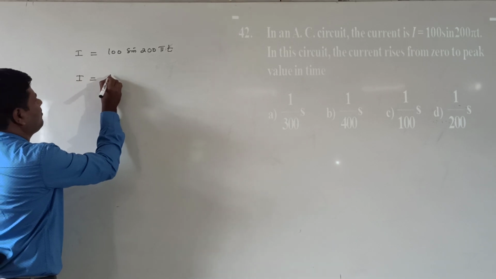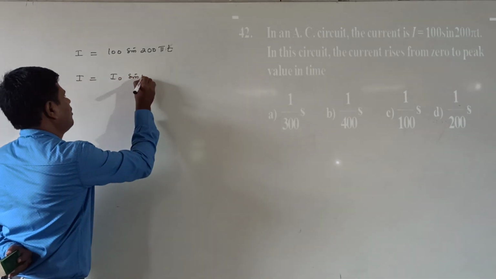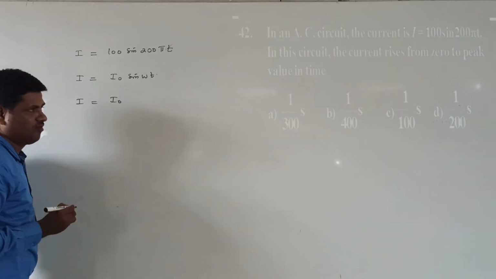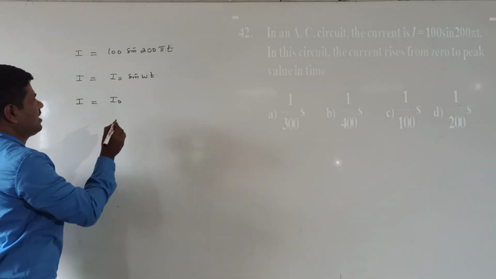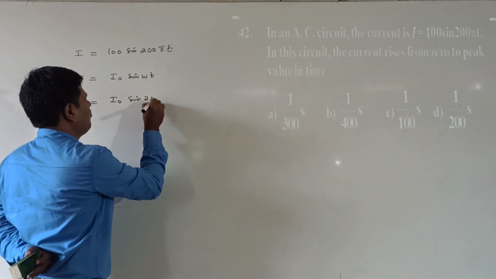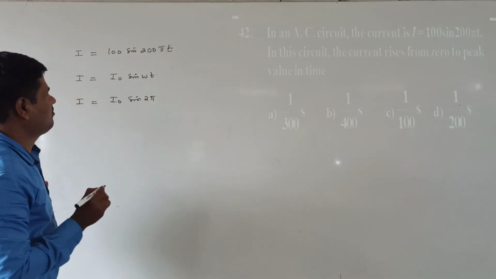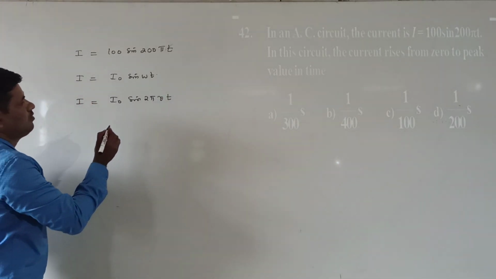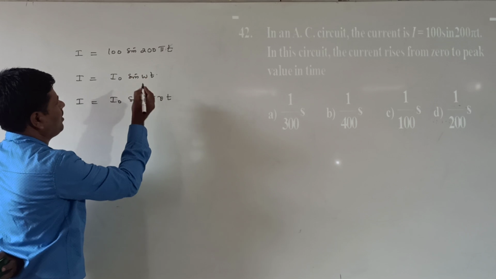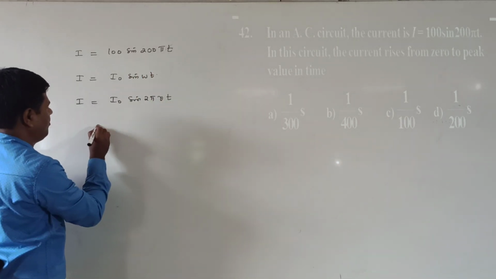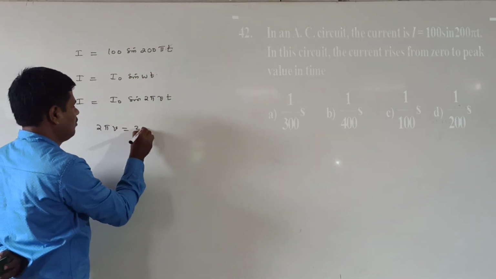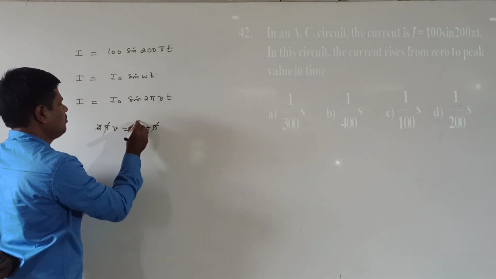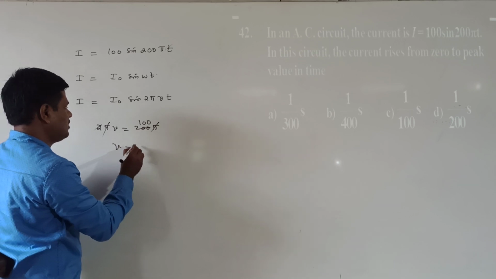I compare that current with the general formula for AC current, I is equal to I naught sine omega t, that is I naught sine 2 pi nu t. Comparing, t is the same, and 2 pi nu is equal to 200 pi. Pi cancels, and 2 ones are 2, 200 by 2, so nu is equal to 100.